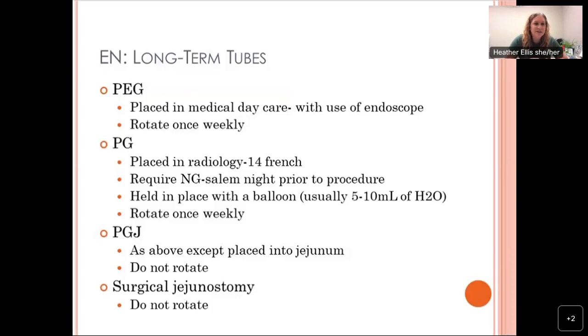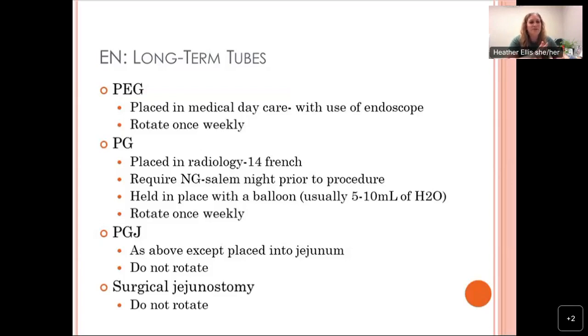And sometimes the shaft of the PG will say 14 French end to it, and that's another way to determine whether it's a PG or a PEG, because our PEGs are not an end to tube. That is specific to the PGs that we place. So if you have 3 ports and it says 14 French end to it, more than likely you have a PG.